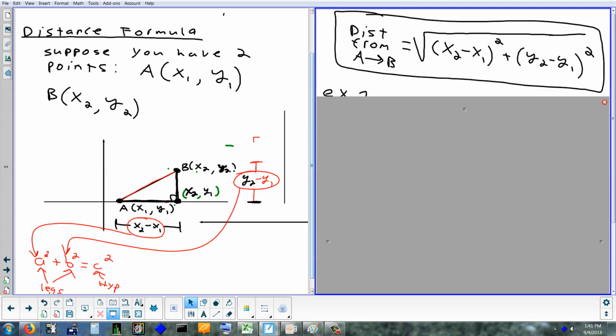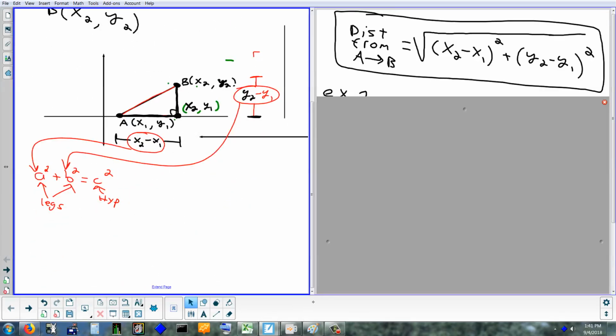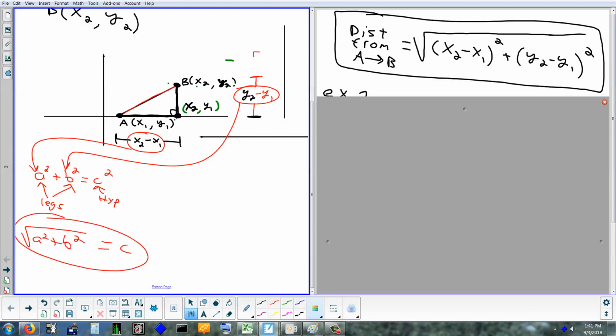But they really are the same thing. Yeah? Because when you add a squared and b squared, you get c squared, and to find c itself, you have to get the square root. Right. The whole goal with the Pythagorean theorem isn't to find the length of something squared. You want the length of something. So to get rid of that square, we take the square root of both sides, and that's exactly what the distance formula is. Okay? It's just the Pythagorean theorem.